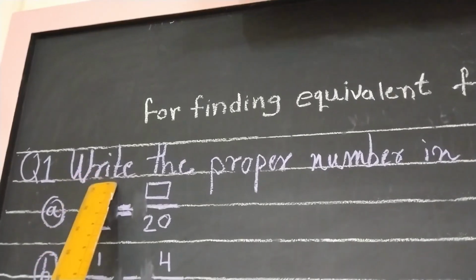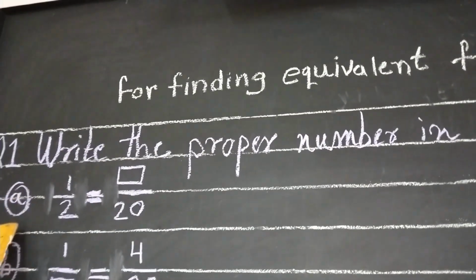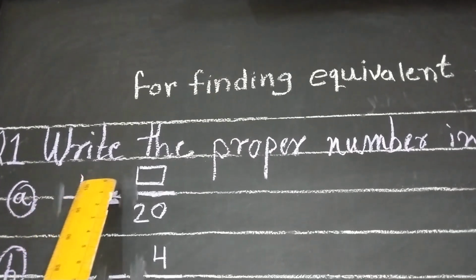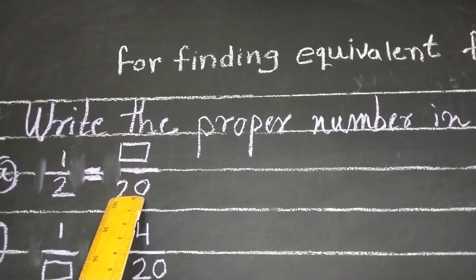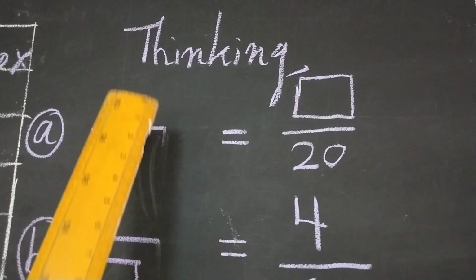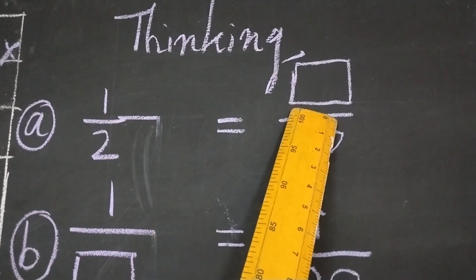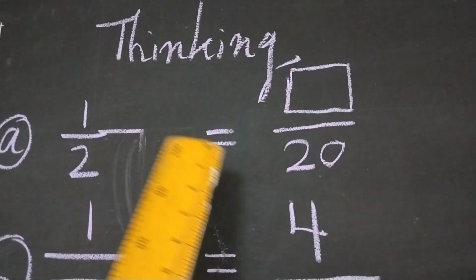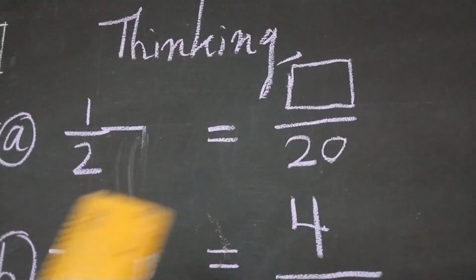Question 1. Write the proper number in the given box. Here, example A is like this: 1 upon 2 is equal to an unknown number upon 20, and we have to find out this unknown number. Now everybody, let us start thinking. This is what is given and we will have to find out this amount. Since these are equivalent fractions, the value has to remain the same.